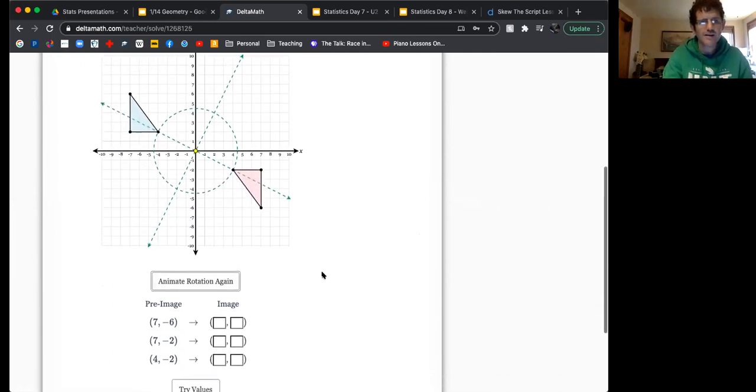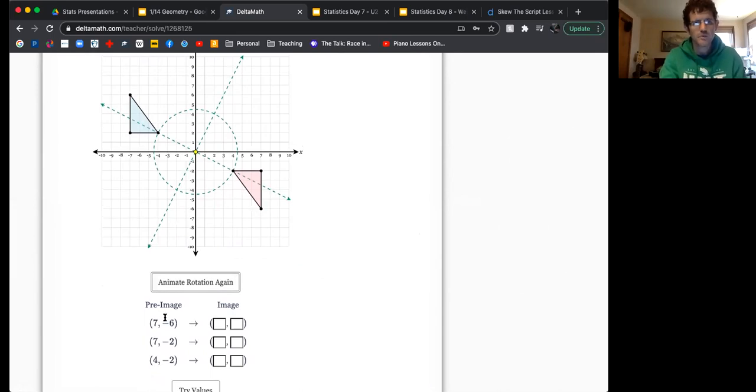Very good. So now I want to figure out, where did these points start and where did they end? All right, so in my pre-image, and this is where it's helpful maybe to watch this animation. So here's my point, 7, -6. It's this point right here at the bottom. I'm going to animate that rotation, and I'm going to see, okay, so that went all the way up to here, which is -7, 6. So I'll type that in, -7, 6.